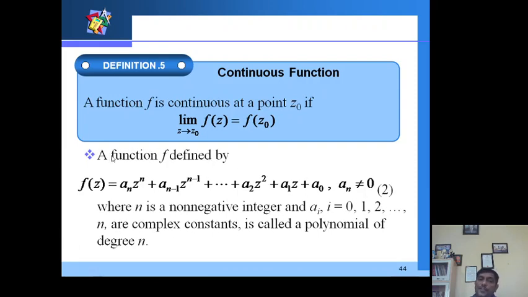A function f is defined by f of z is equal to an z to the power n plus an minus 1 z to the power n minus 1 and so on. Here this is a polynomial of degree n, where n is a non-negative integer, and each ai, with i running from 0 to n, is a complex constant.